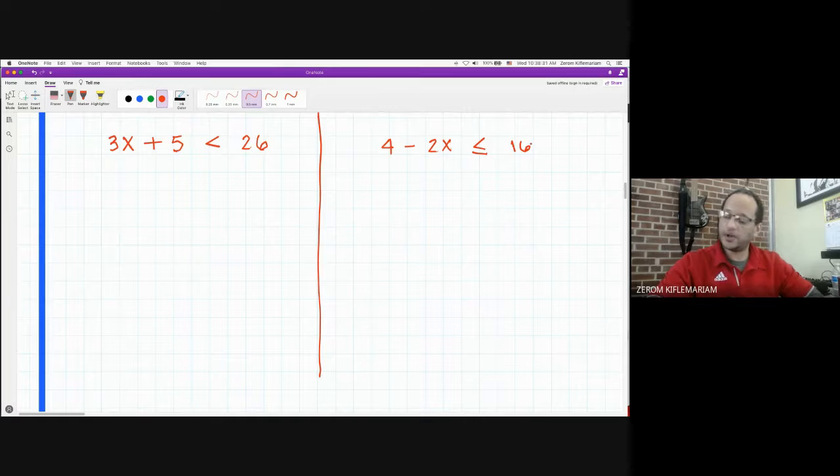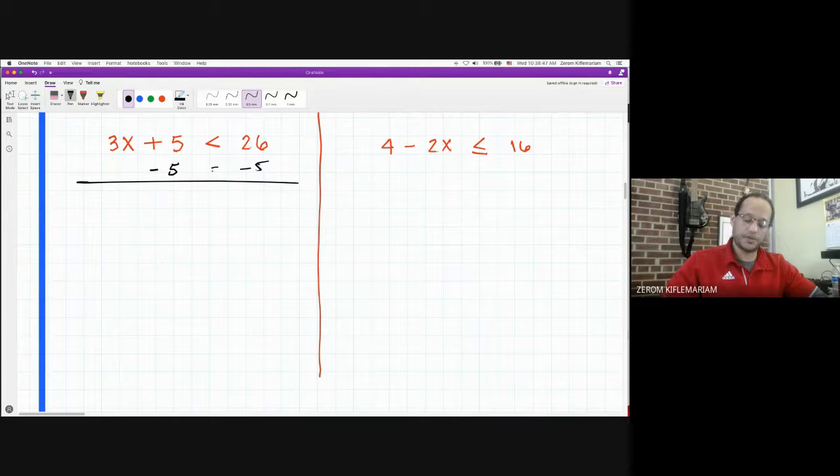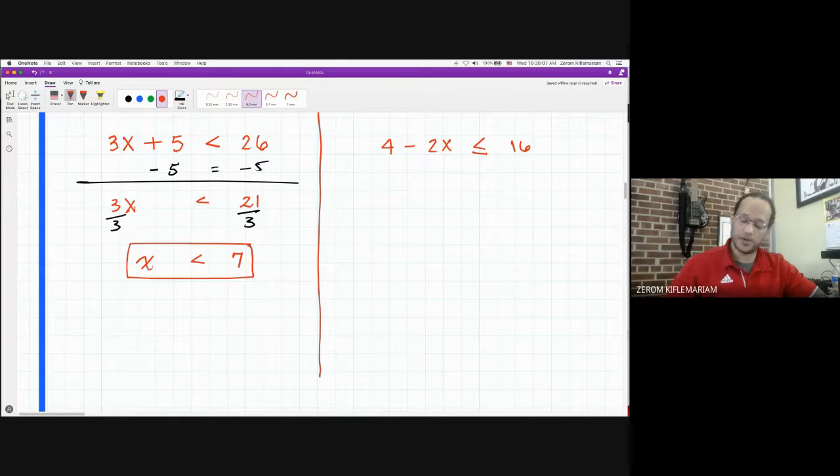Okay, so we have two questions. The first one should be straightforward, like we did a little bit, and the one on the right side is a little bit different from what we are talking about. On the left side, take away 5, take away 5. It should be equally, what do we have? 3x less than 21. Then we divide by 3, divided by 3. Then my answer should be x is less than 7. That is my answer using inequality form.